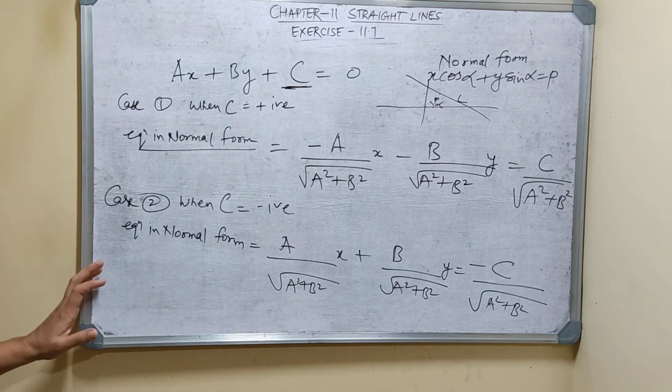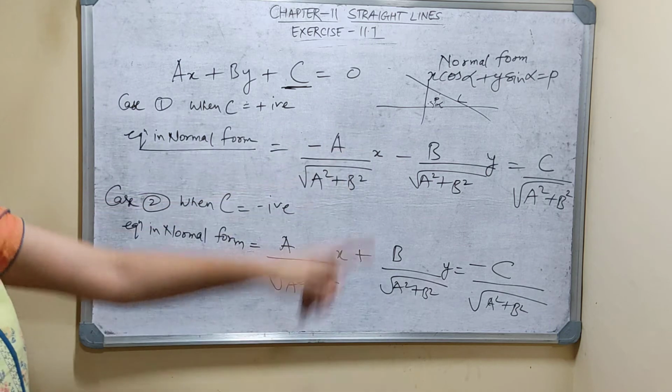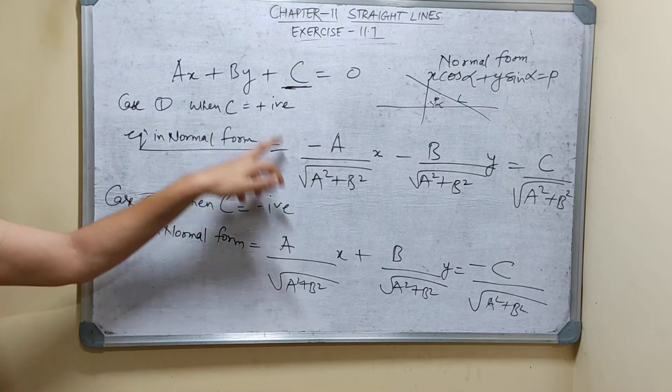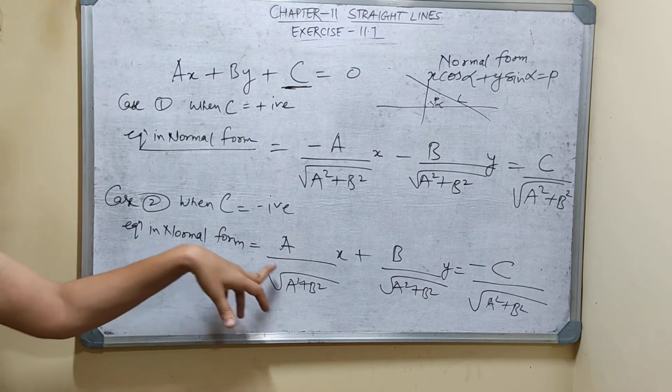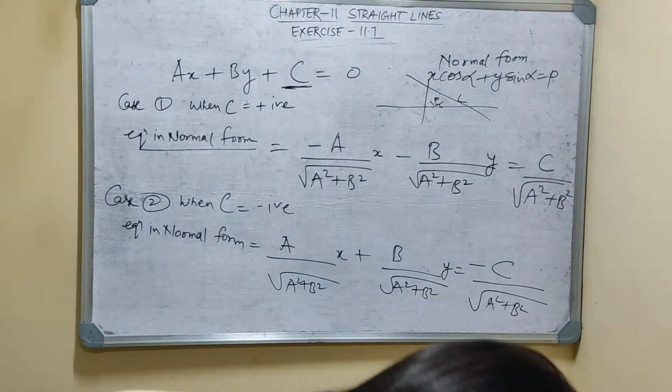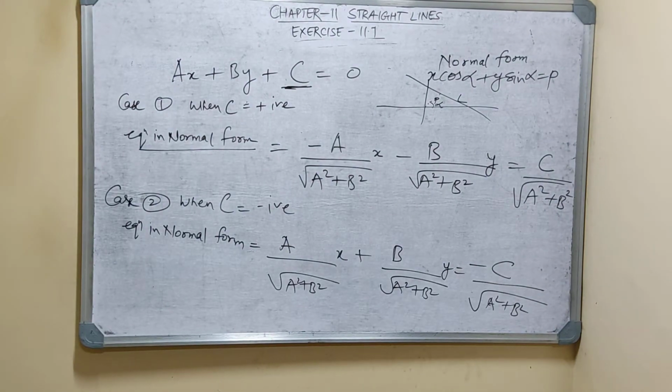These two cases will be there when you have to change the general equation into normal form. Two conditions: when c is positive, you have to use the first equation; when c is negative, you have to choose the second equation. Is it clear?